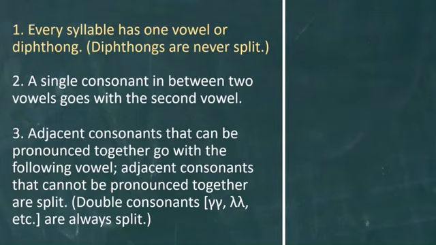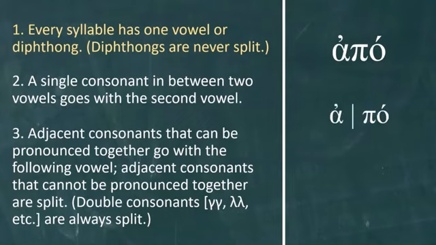Now consider the word apa. Here we have 2 vowels, alpha and omicron, but notice that there are 2 ways that this word can be divided to satisfy the first rule. Which of these is correct?